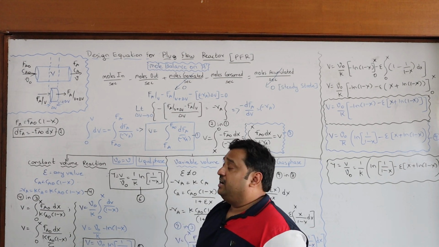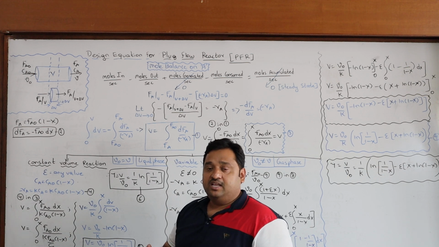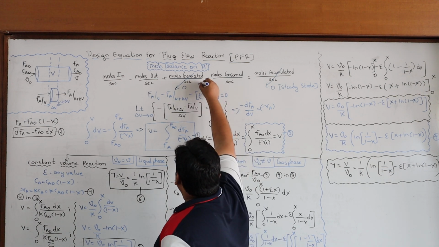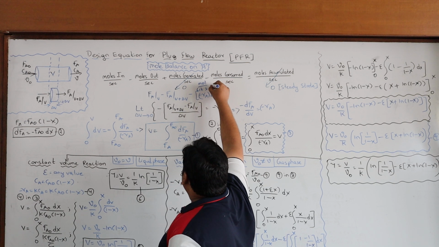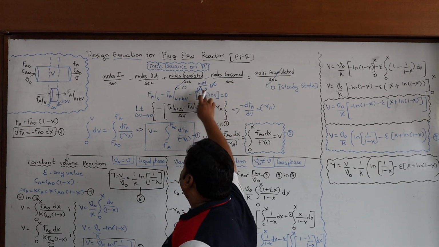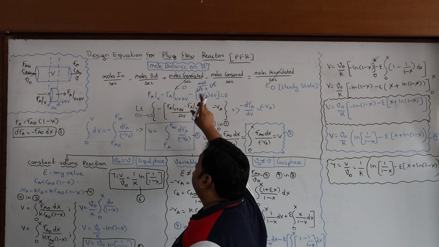Minus Ra is how fast the A is getting reduced in the reaction. The unit of Ra is moles per liter into second, and delta V, the volume, has units of liter. The liter cancels, so it is also moles per second. That is, this is in moles per second, this is in moles per second, and this is in moles per second.